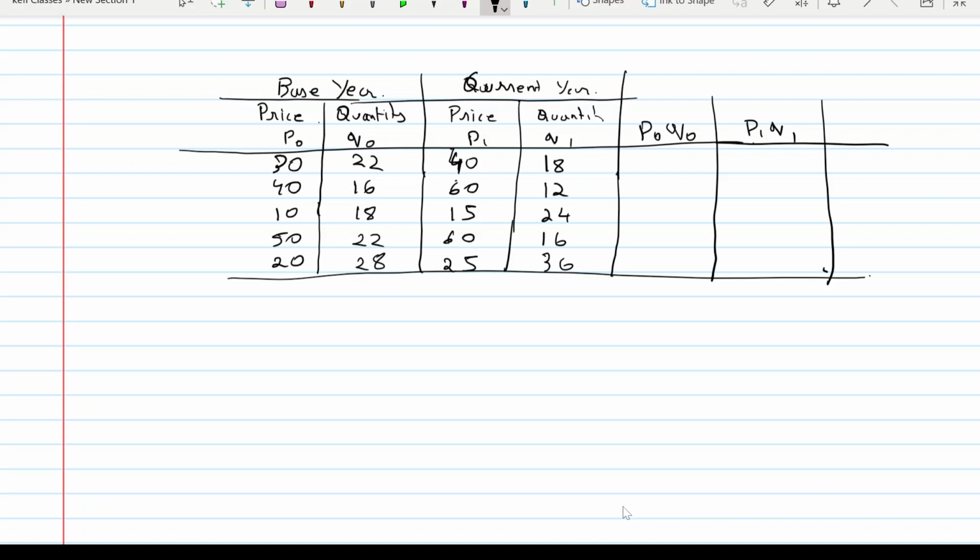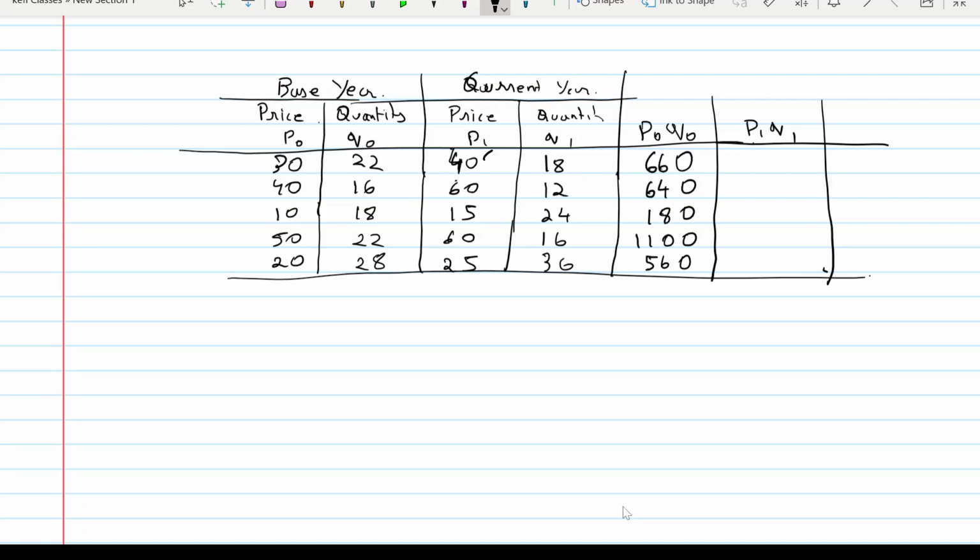So first multiply P0Q0. 30 into 22, 40 into 16, 10 into 18, 50 into 22, 20 into 28. 22 into 3 is 66 and 1 zero, so it's 660. 40 into 16 is 640. 10 into 18, 180. 50 into 22, 22 into 5 is 110 and 1 zero. 20 into 28 is 560. Correct? Next is P1Q1.